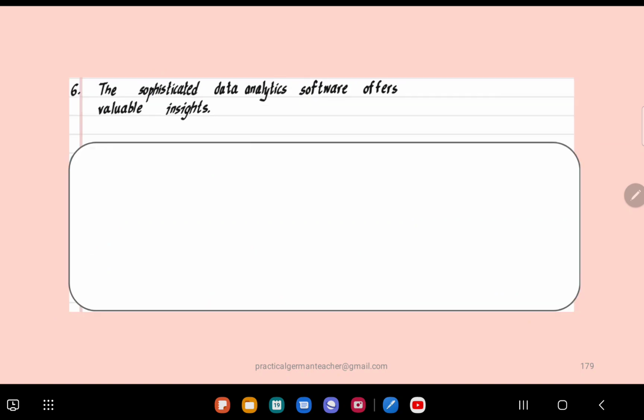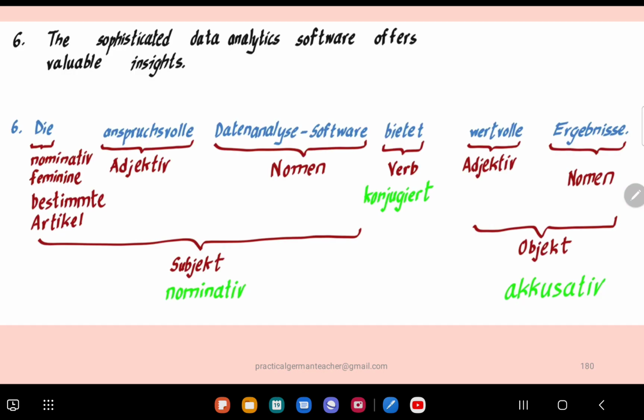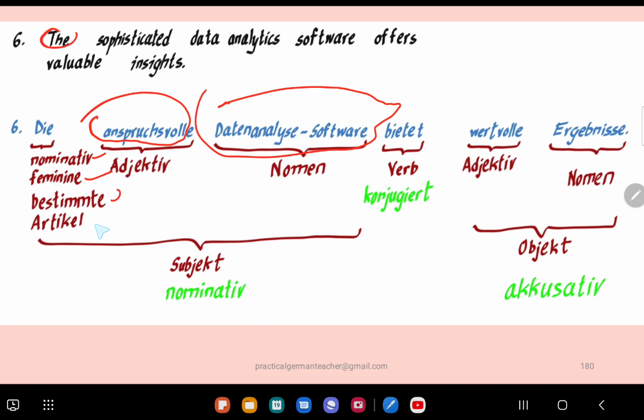The sophisticated data analytics software offers valuable insights. How do you say offers? How do you say valuable? How do you say insights? How do you say sophisticated? So sophisticated, there can be different ways. I use anspruchsvoll. You add "e" at the end because nominative case, feminine, because here Software is die Software. Bestimmte Artikel. Bietet, wertvoller, valuable, Ergebnis. Again, I'm not completely sure if Ergebnis is the correct word for insights, but we can use Ergebnisse for insights.